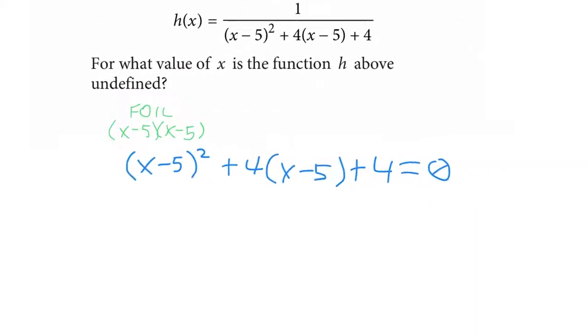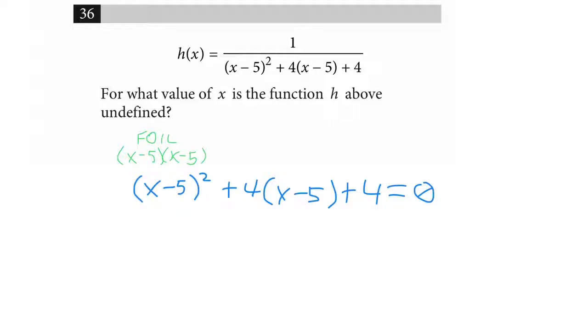Most students watching know that that will be a matter of first times first, which is x squared. And then we have outer times outer, which is negative 5x. And we're going to combine that with another negative 5x. So that's going to give you a negative 10x. I'm actually just going to save time by writing that. Once again, x times negative 5 is negative 5x. X times this negative 5 is negative 5x. And when you combine the two, you're going to get negative 10x. And then as far as last goes, it's going to be negative 5 times a negative 5, which is a positive 25. And then distributing this 4 is, of course, going to give us plus 4x minus 20.